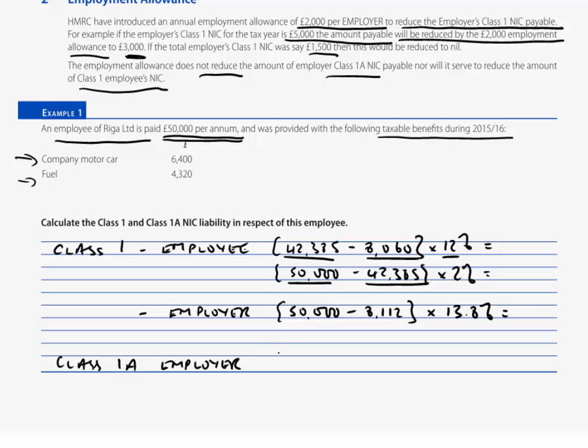Finally, Class 1A employer. That was based on the assessable benefits. That's your 6,400 plus your 4,320, your car benefit and your fuel benefit there. Add those together, what's that going to be? £10,720 there, methinks, and all of that will be at 13.8%, and you will have your employer Class 1A contributions.